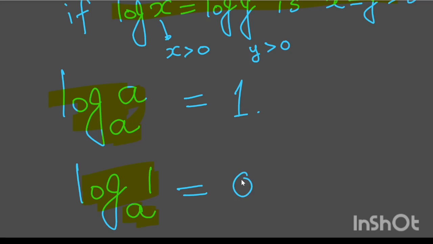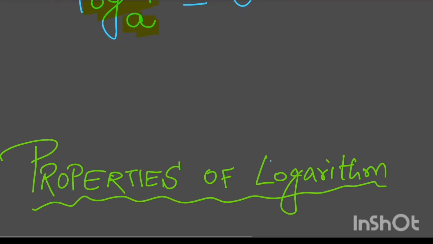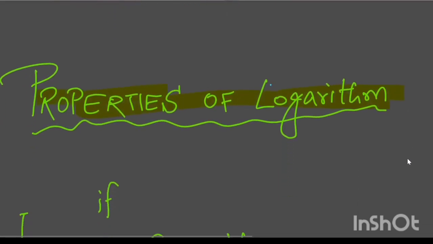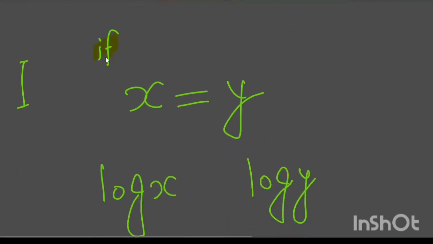So we need to do the properties. We will start with the properties of logarithms, guys, one by one. The first is the recent one that we saw. If x equals y, then what is the relation between log x and log y? It is equal. So if log x is equal to log y, then x equals y, and if x equals y, then log x equals log y, provided x and y both are positive. This is a basic rule.